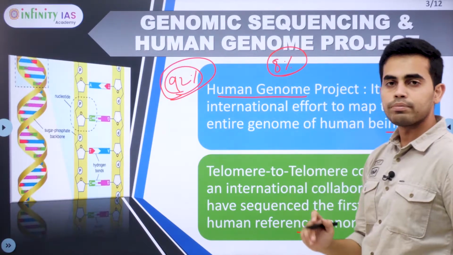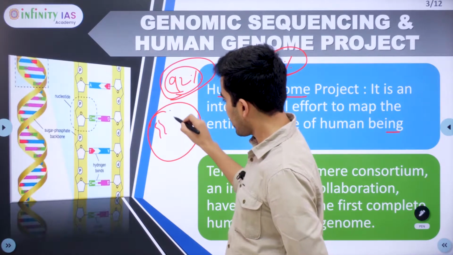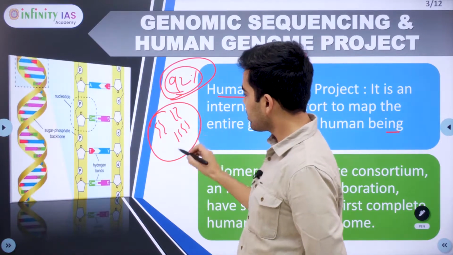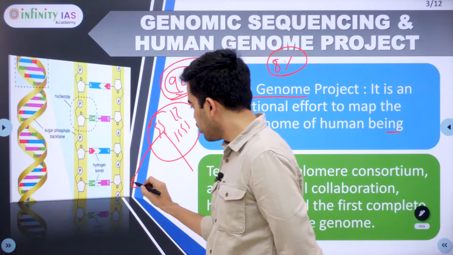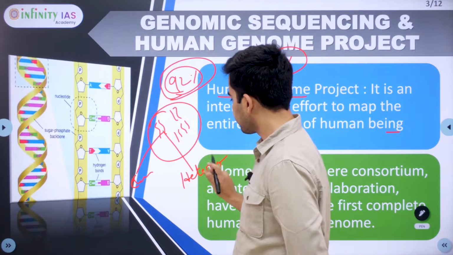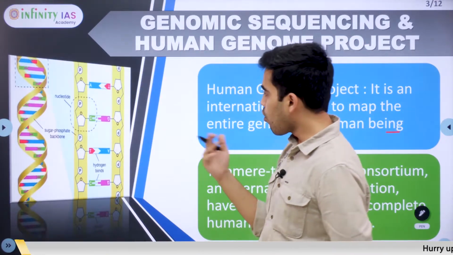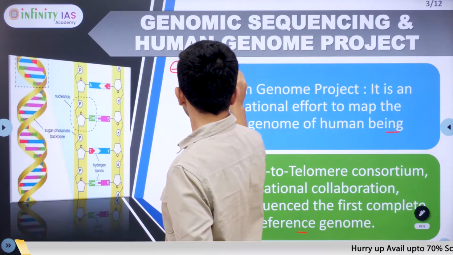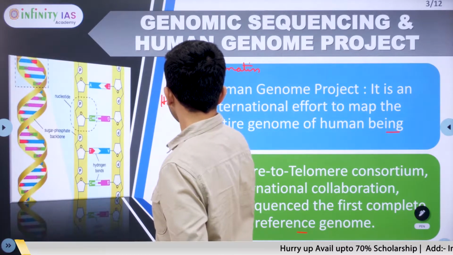Why is that so? If we see, this is the chromatin in the human cell. It is said that there are two types of chromatin, that is euchromatin and heterochromatin. So what is the difference between euchromatin and heterochromatin?